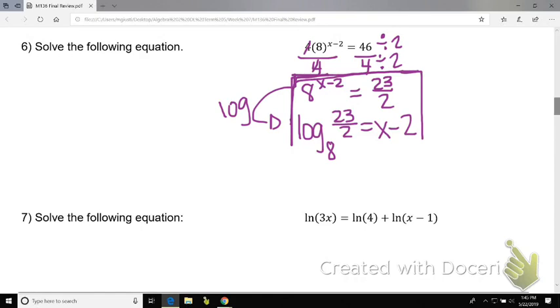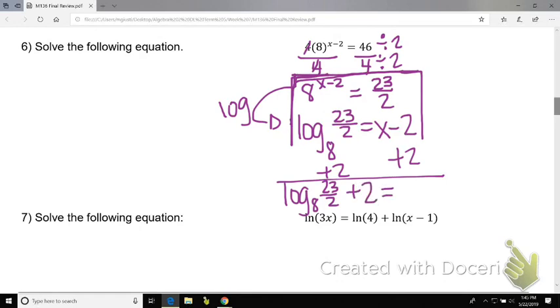Now, if I'm just telling you to solve for x, what's the only number I need to move? The minus 2. And how do we move a minus 2? We add 2 to both sides. And this is going to be your final answer. I'm not going to combine the log with the plus 2. I'm just going to write it all sideways. So log of 23 halves with that base of 8, and then after it you're just going to put plus 2 equals x. And that's as simplified as it needs to get.